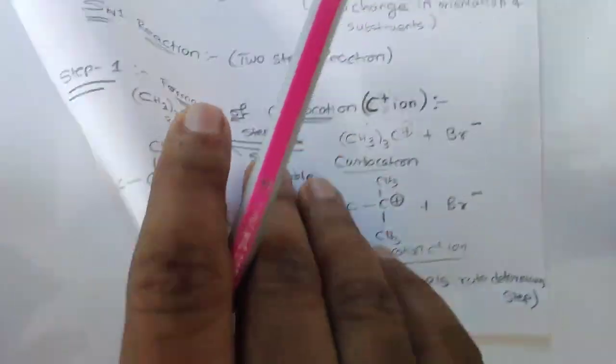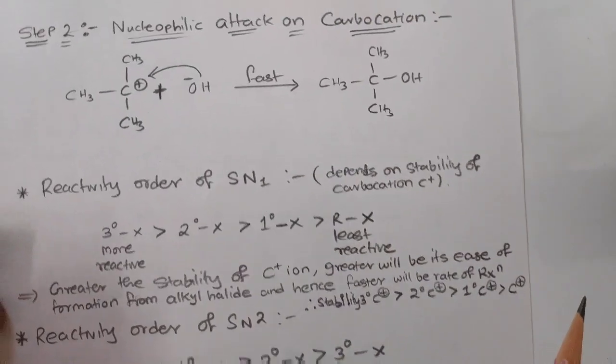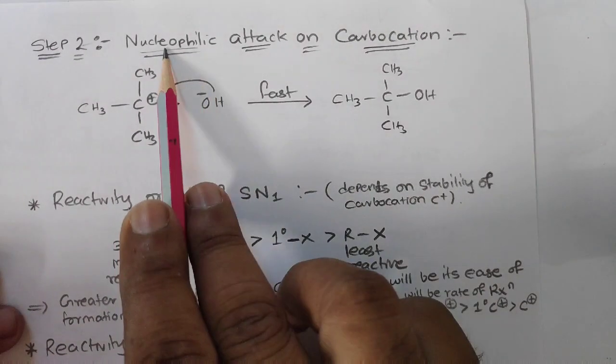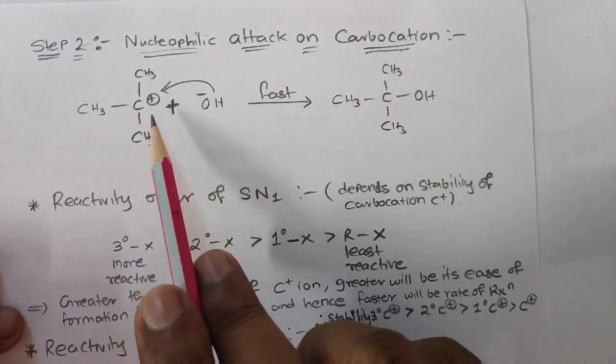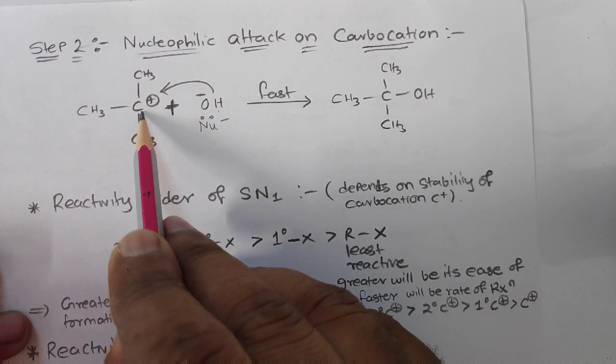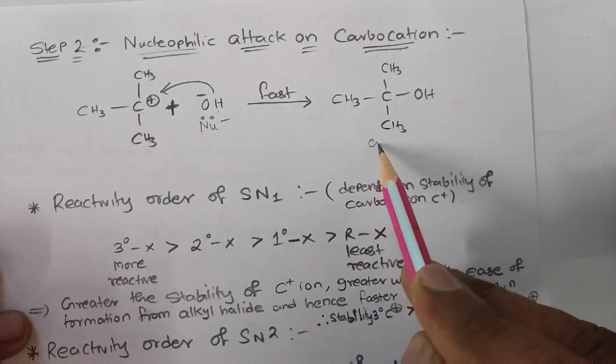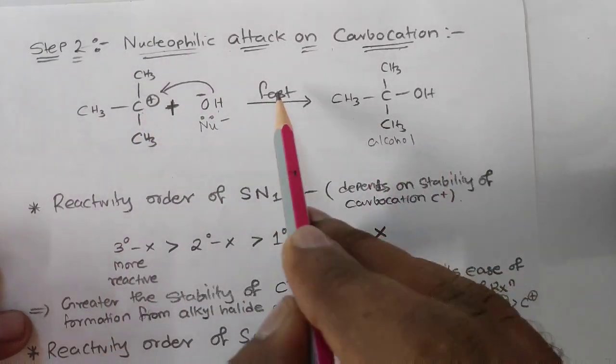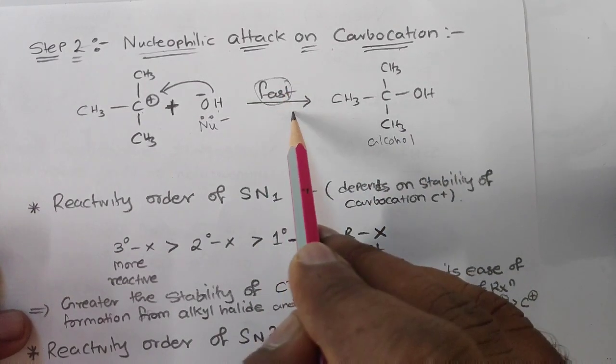Now, in the second step, what will happen? In the second step, you can see here, the nucleophile attacks the carbocation. Here this is the nucleophile, and it attacks this carbocation and forms an alcohol. This step is fast and it is not reversible.